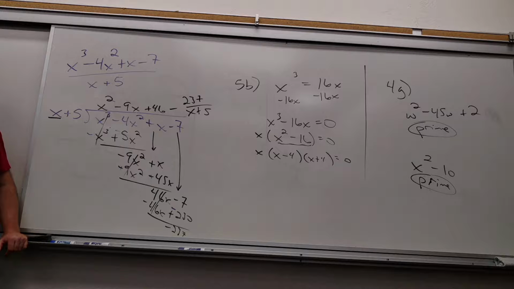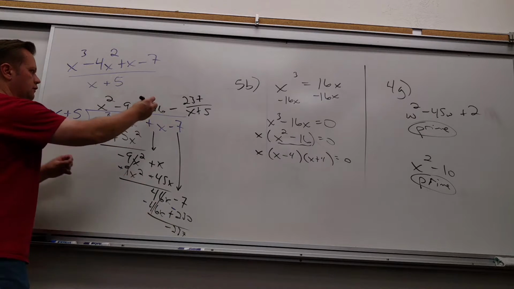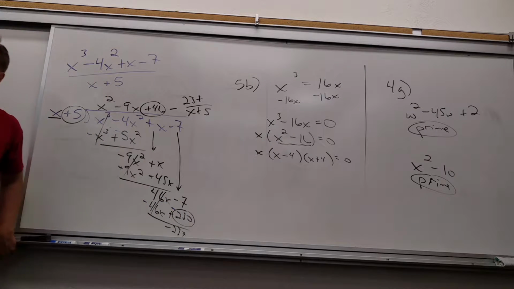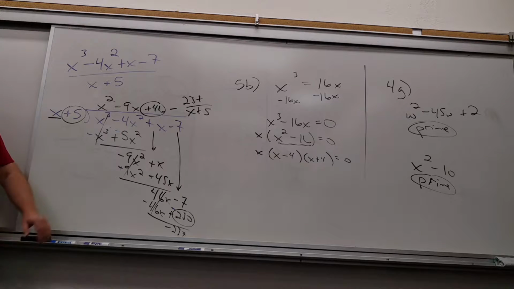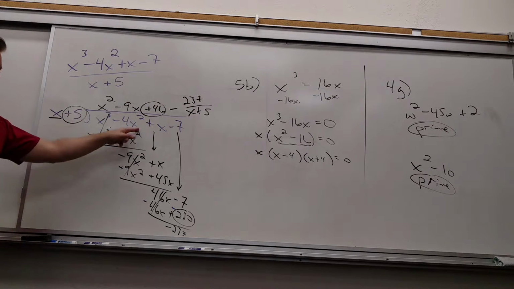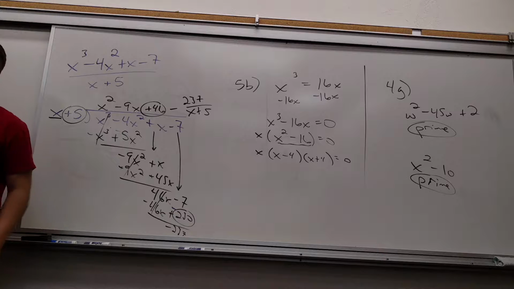Wait, how did you get the 230? Oh yeah, it's 46 times 5, and then you got 230, and then I changed the sign. If there is no remainder, like it goes to 0, then you would have just stopped there. And that means that times that would be this. You kind of factored it. It's kind of neat. If it goes in evenly, you actually just factored it.